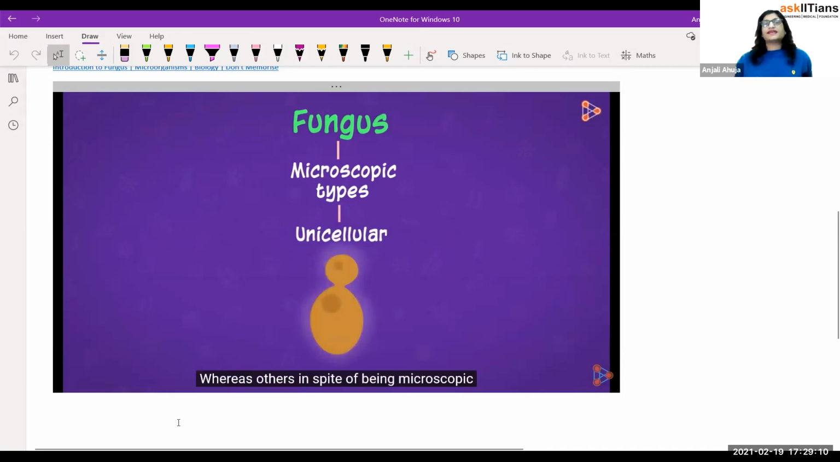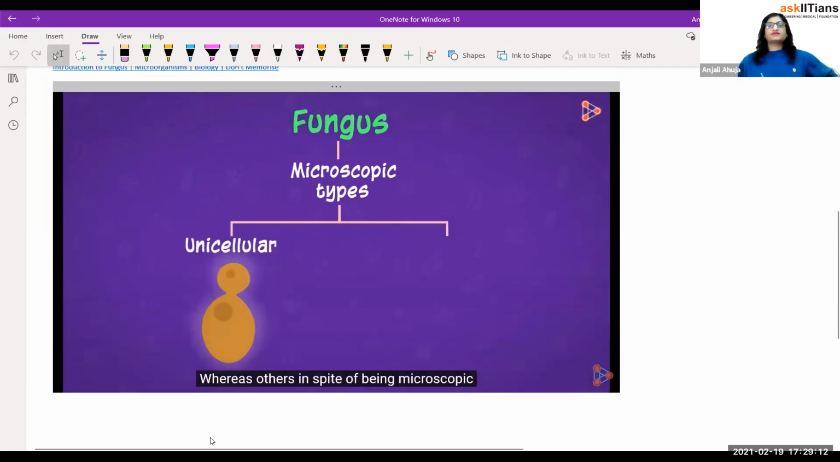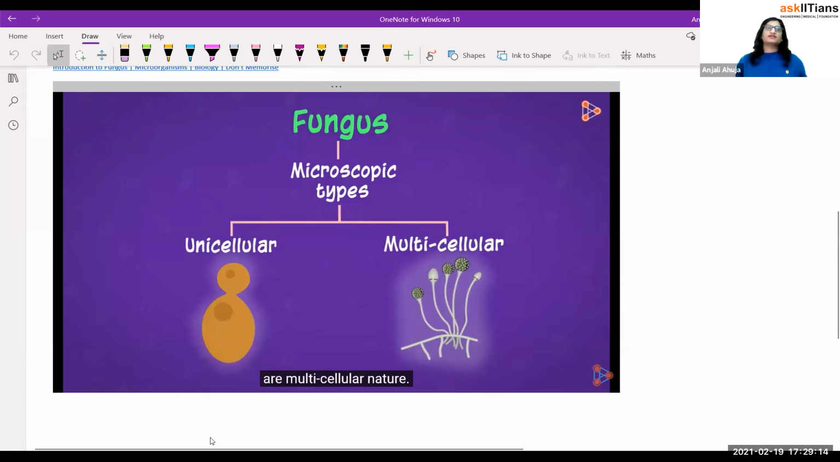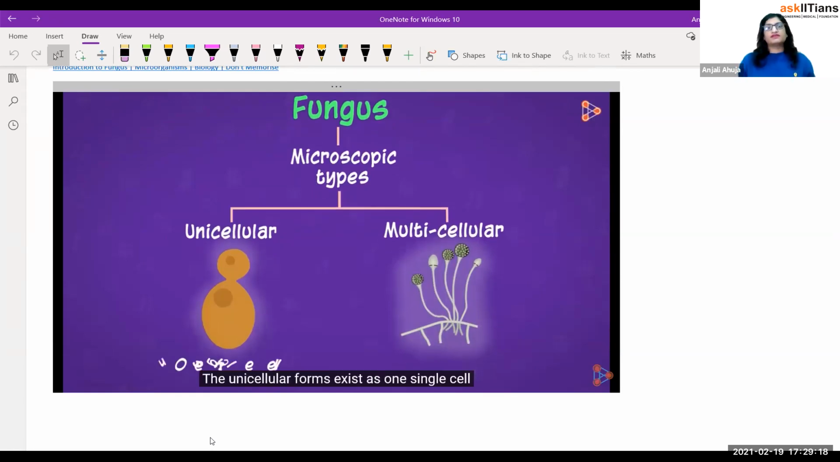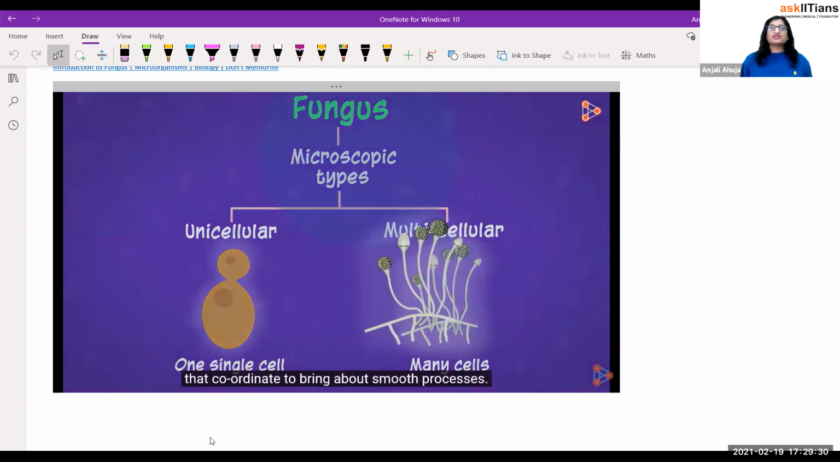Only a few types like the yeast. So unicellular and multicellular. Yeast is the only fungi that's unicellular. All the other fungi are multicellular. So you might be confused why yeast is known as fungi, because once we see it externally, it gives an appearance like a mat. That's the reason. But otherwise, it's just a single cell.